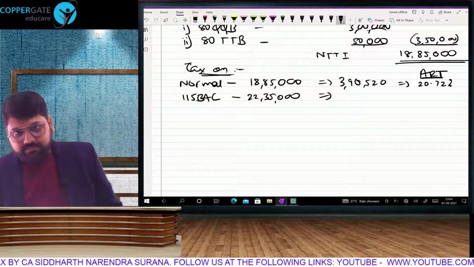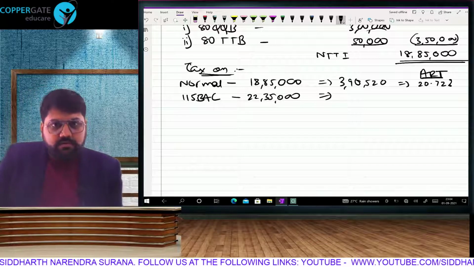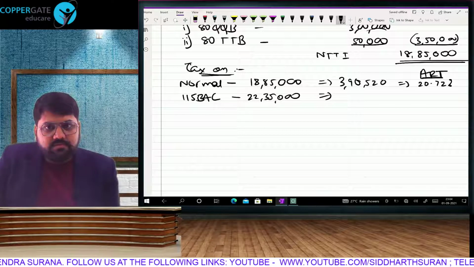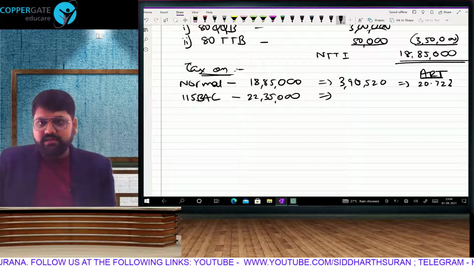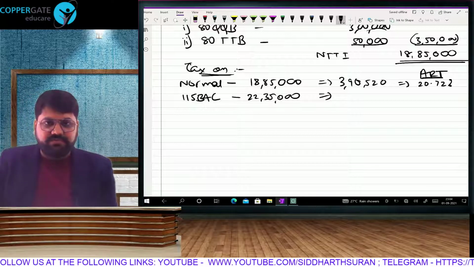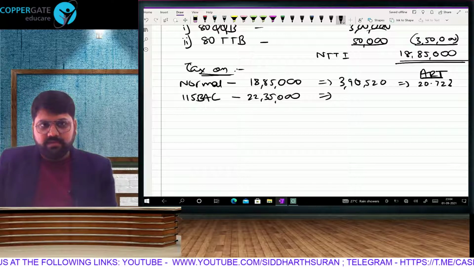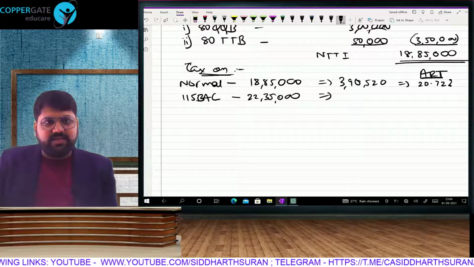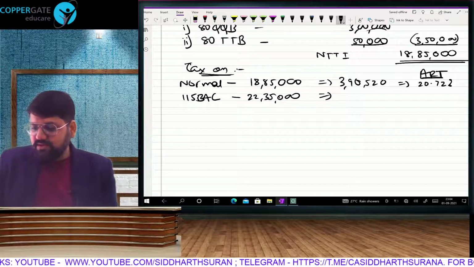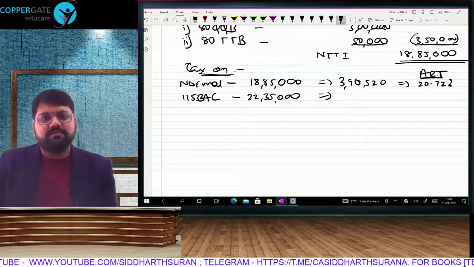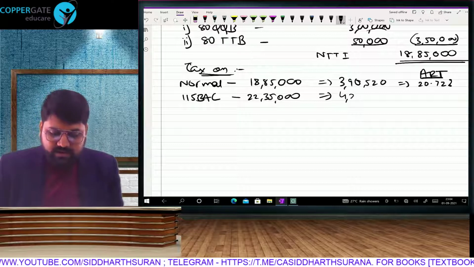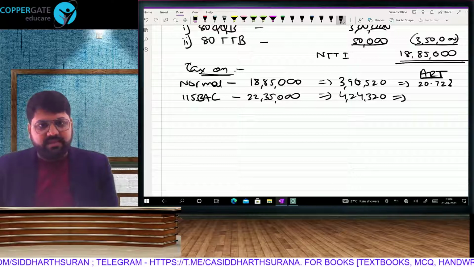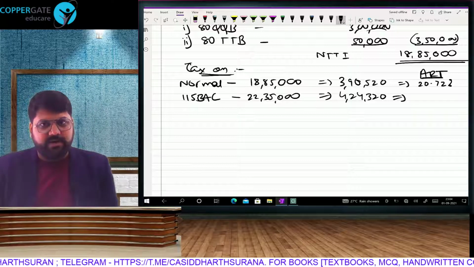Plus senior citizen. So we will reduce 2,500, no? 187,500. 735 into 30% plus 187,500 plus 30%. Sudarshan ji, calculate. He's gone off to sleep. 4,24,320. 735 into 30% plus 187,500 plus 4%.